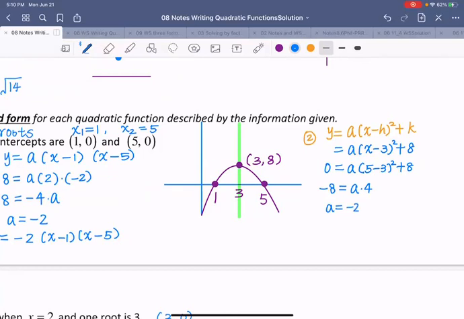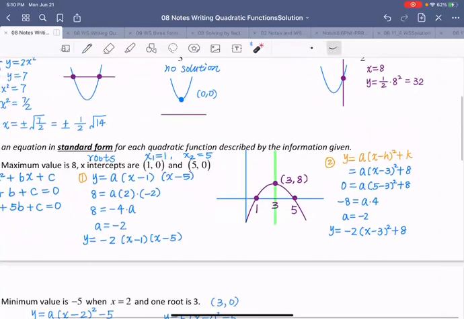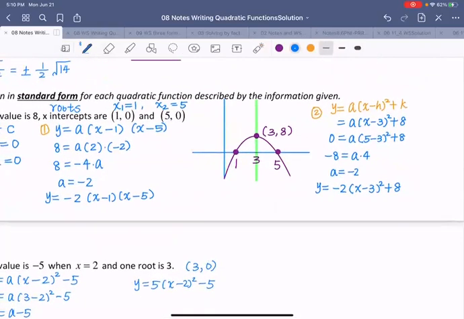Negative 2. Now let's put it back. y equals negative 2 times (x minus 3) squared plus 8. Okay, this is the answer. You might say, teacher, this looks different. Let's open it to see if it's the same. Let's expand this one, okay?